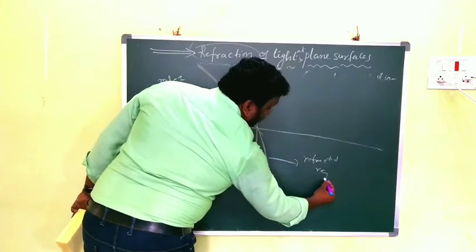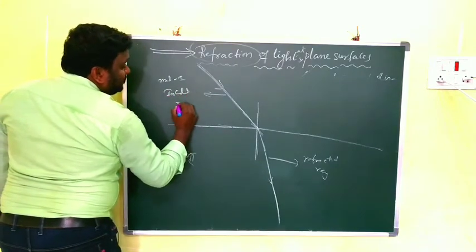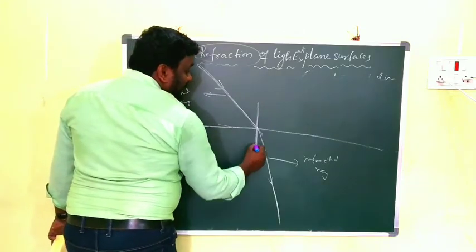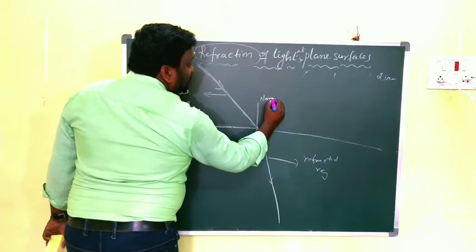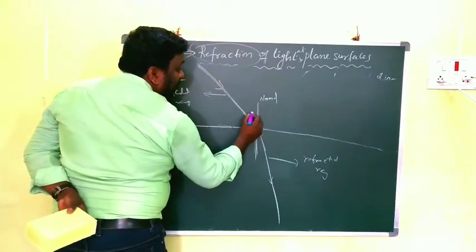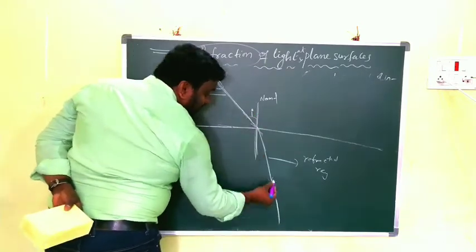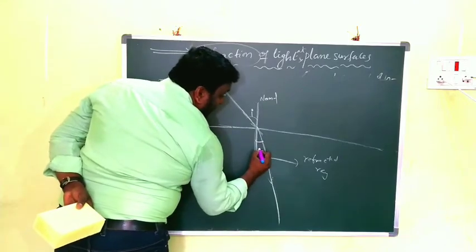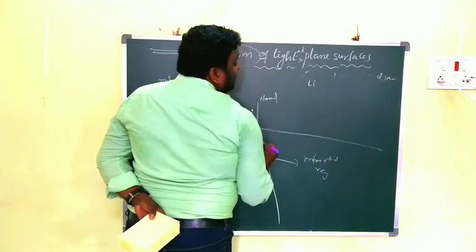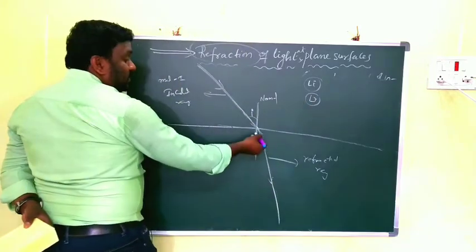This is the refracted ray. And this is what? Incident ray. Got it, children? Again I am telling, this is what? Normal. The angle between the incident ray and the normal is what we call the angle of incidence. And this is the normal and this is the refracted ray. Here, what we call the angle of refraction. So here angle i is the angle of incidence, angle r is what we call the angle of refraction.